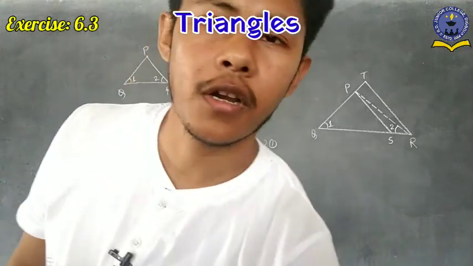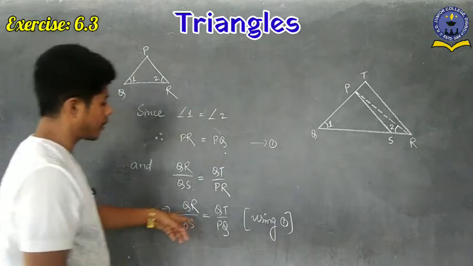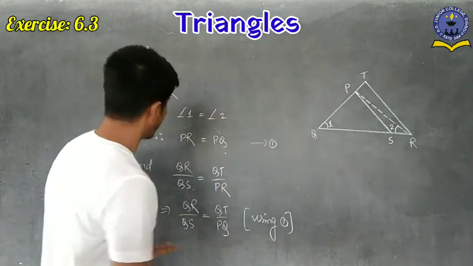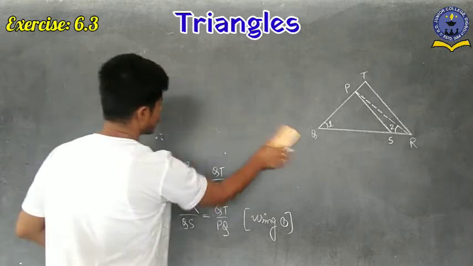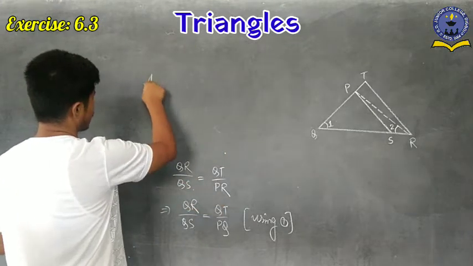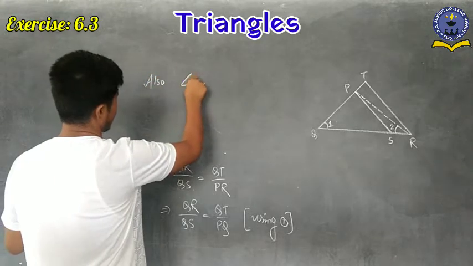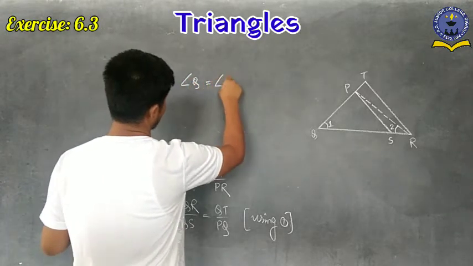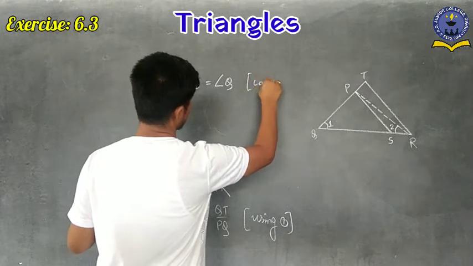So we have to apply this criterion. Before this, we have to write angle 1. So next you have to write angle 1, and in this case you also have to write angle Q is equal to angle Q. In brackets you write that this is common.